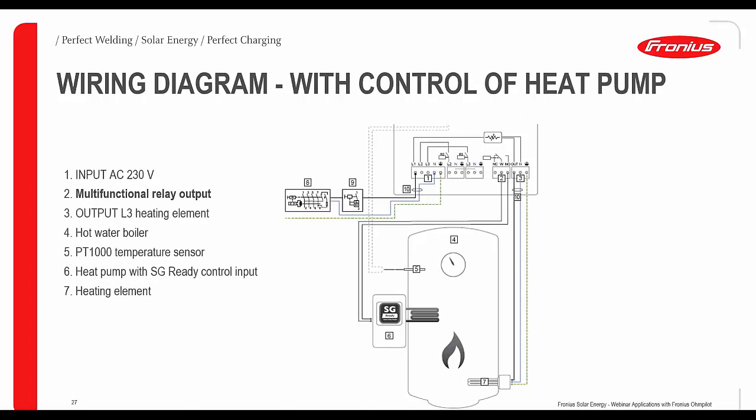Here would be another wiring diagram for the control of a heat pump. Again, we have a one-phase heating rod inserted at the bottom of the boiler, and we have a smart grid ready heat pump, which now is connected to this multifunctional relay. So if, as I told earlier, a certain threshold is set, then the relay will switch on the smart grid ready heat pump, and the heat pump would run, so to say.